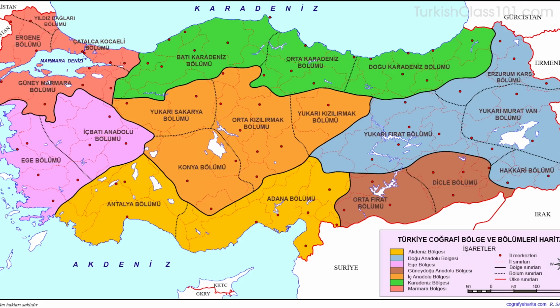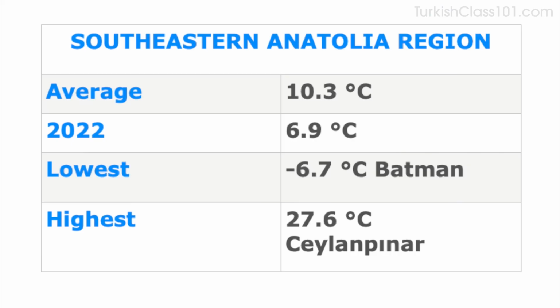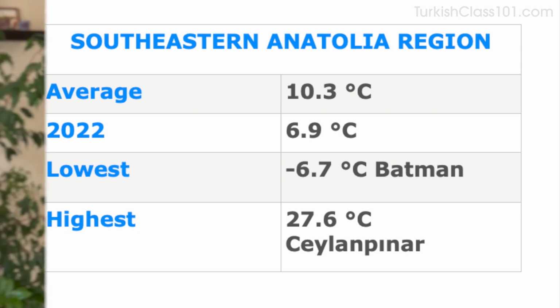Southeastern Anatolia region, the long-term average temperature is 10.3. It was 6.9 in 2022. The lowest was minus 6.7 in Batman and the highest was 27.6 in Ceylanpınar.